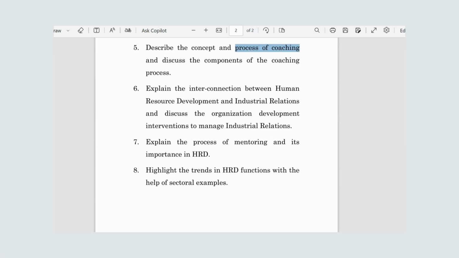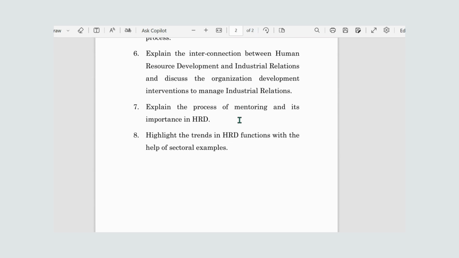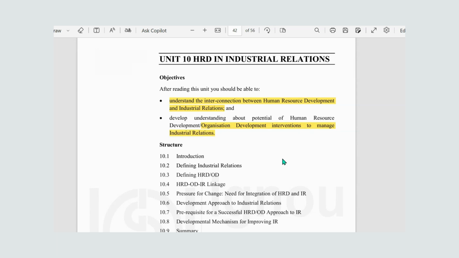Let's see the sixth question. Explain the interconnection between human resource development and industrial relations and discuss the organization development interventions to manage industrial relations. So this question has come from Block 3, Unit 10, HRD in Industrial Relations. In this unit, you can find the interconnection between human resource development and industrial relations. Also, organization development interventions to manage industrial relations. So now let's look into the note.